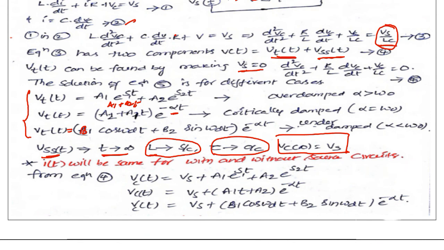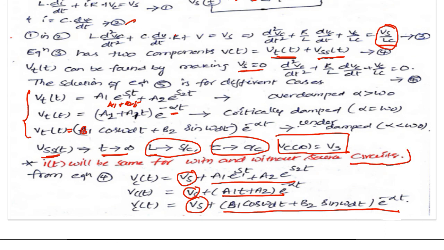So the total response will be Vc of t, which is the sum of the steady state response plus the transient response, for the three different cases. Now, I of t will be the same with and without source circuits. Why? Because at t equal to infinity, the capacitor acts as an open circuit. Anyhow, the current is going to be 0, whether it is a source free circuit or a circuit with source. The remaining procedure is the same as we did.